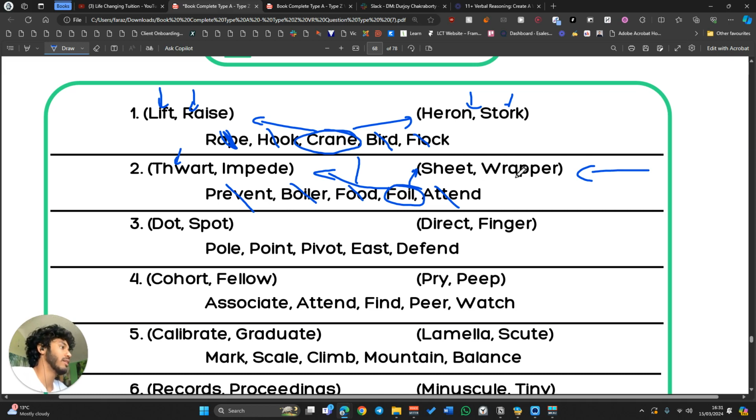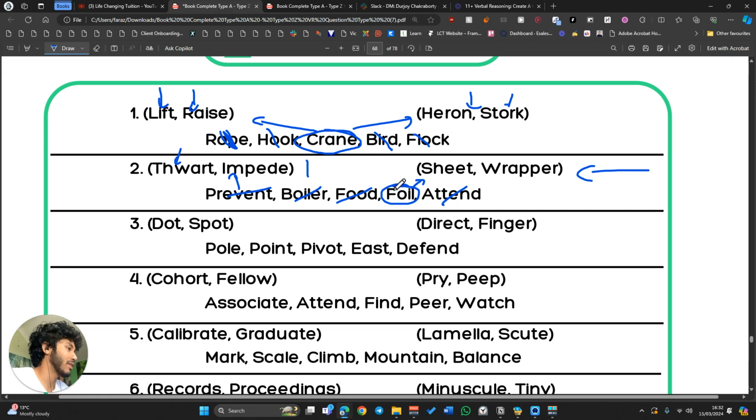You have to have a look again, and you can try the same thing that I did from the start, but just do it from the right to the left. So ignore this side, just look for sheet and wrapper, see which ones can match that. So prevent doesn't work, boiler doesn't work, food doesn't work, attend doesn't work. Foil does work. So you know foil matches to this, and you know prevent matches to this.